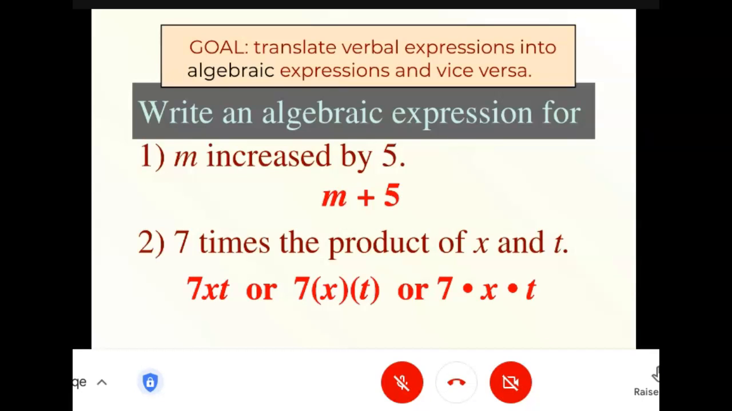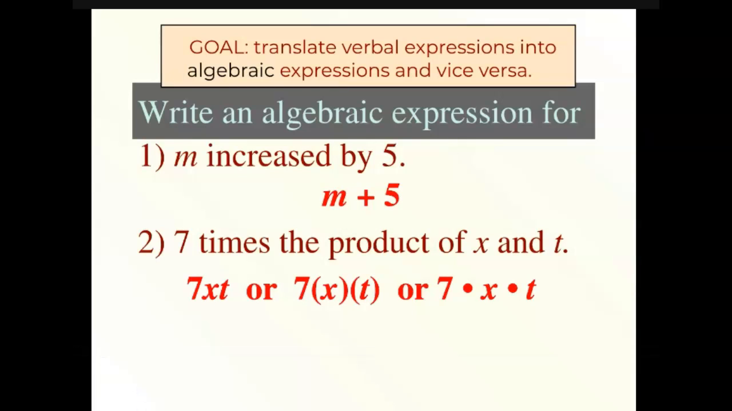Let's look at the next one. How about this? 7 times the product of x and t. How are we going to write this? You don't need to write the asterisk one. So 7 times the product of x and t. So we'll see how the answer goes. As I said, you don't need to put those dots or those parentheses, but it doesn't mean they are not equal. So 7xt, or 7 with parentheses around xt, or 7 dot x dot t. Those are equivalent expressions, so you could write it any of these ways. But the nice way to write it is 7xt.